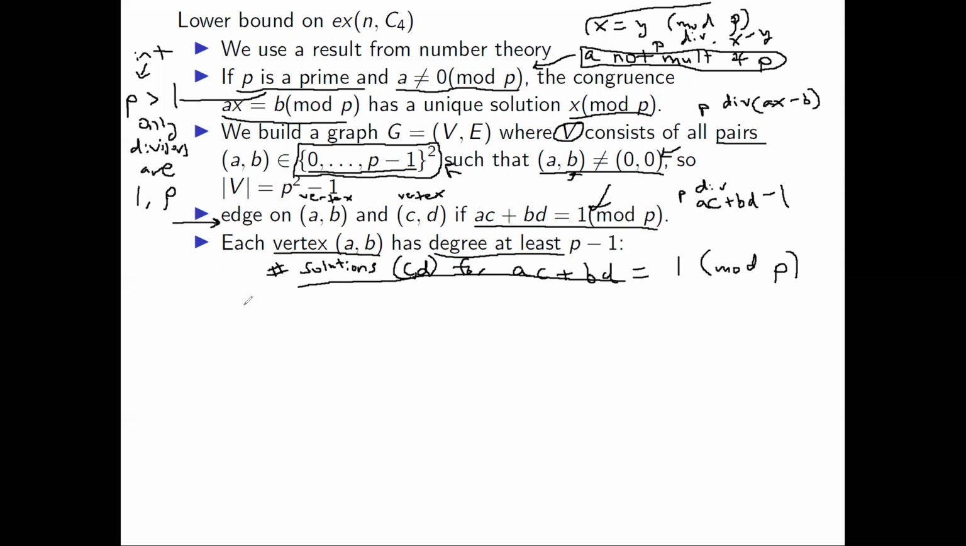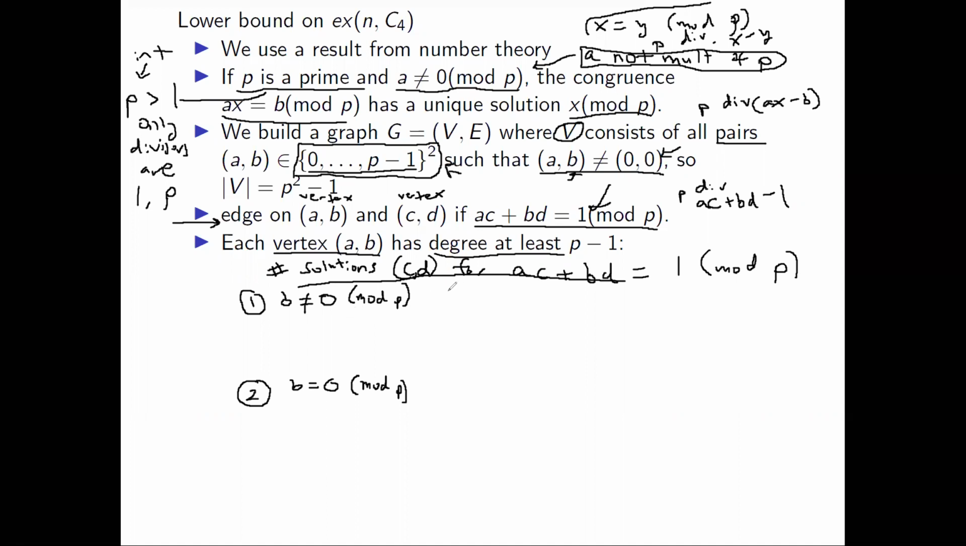So to find this number of solutions, we can consider two cases. Case 1 will say B does not equal 0 mod P, and case 2 will be B equals 0 mod P. So case 1 and 2 will cover all possibilities. So for case 1, B does not equal 0 mod P.